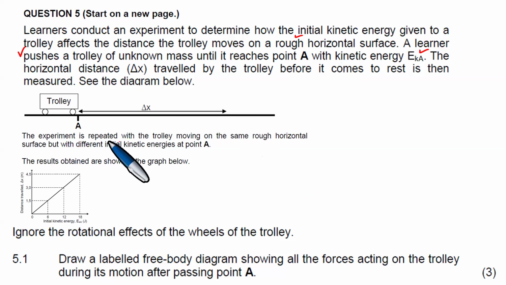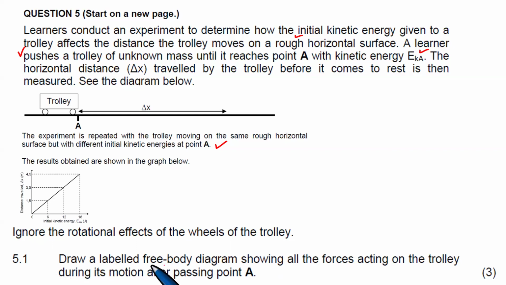The experiment is repeated with the trolley moving on the same rough horizontal surface, but with different initial kinetic energies at point A. In other words, they are repeating this, but the kinetic energies are different here. The results obtained are shown in the diagram below. Now, ignore the rotational effects of the wheels of the trolley.